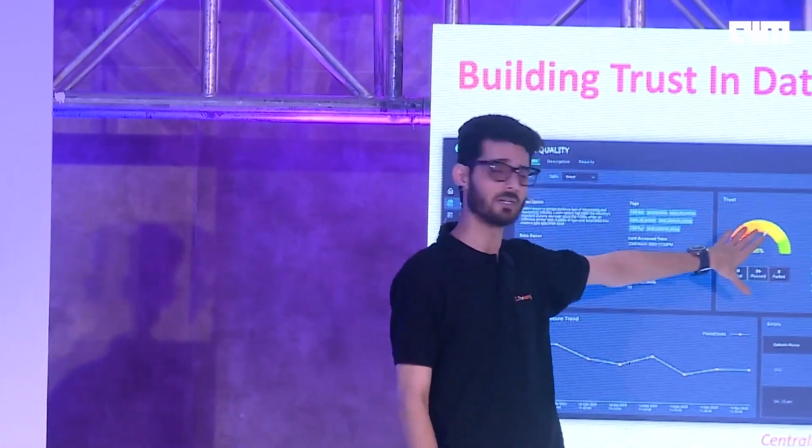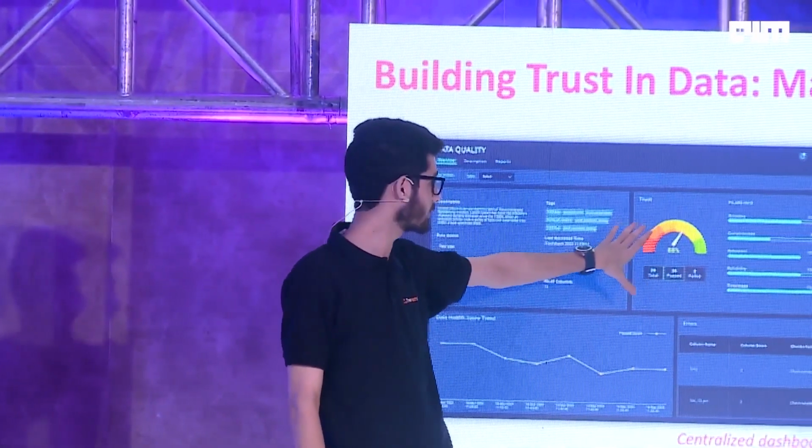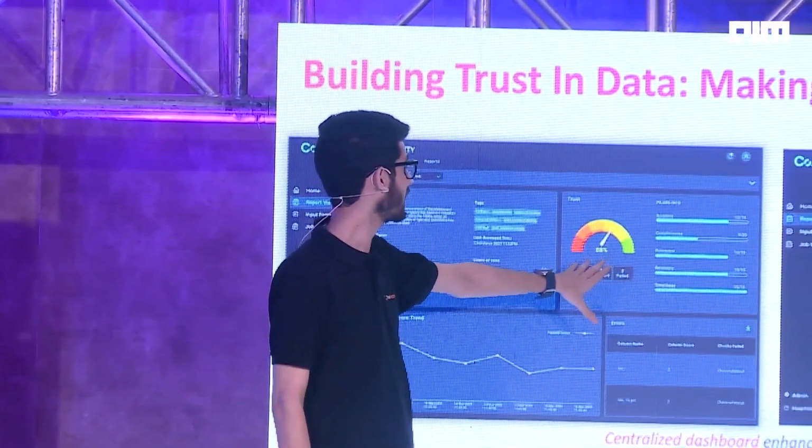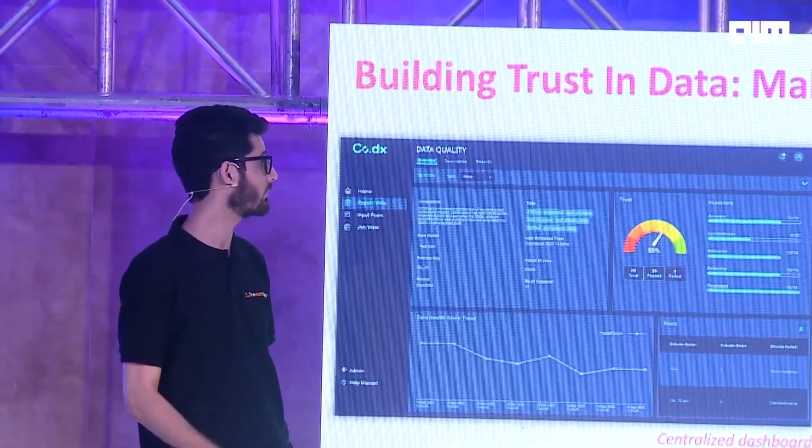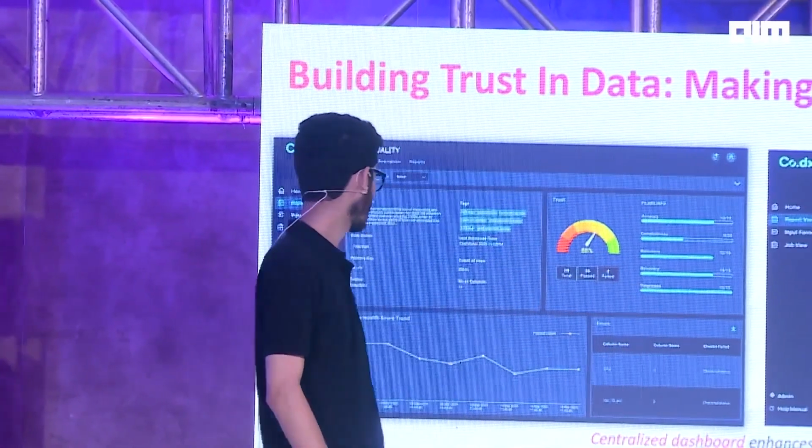This is the trust score. It's not visible clearly over there because of the screen maybe. But this is the high level score which you will get for what trust you have, and these are the pillars which we have defined.